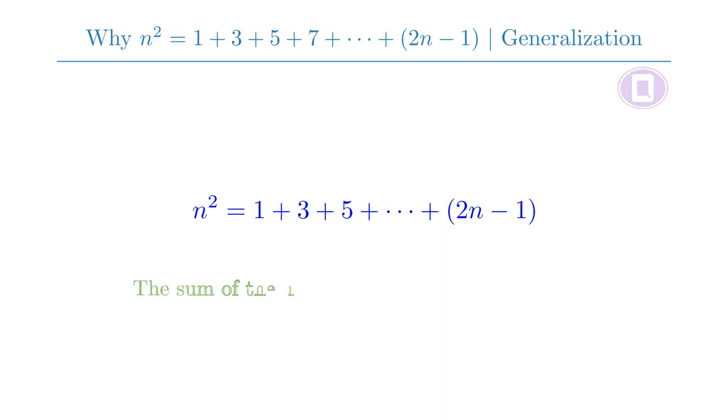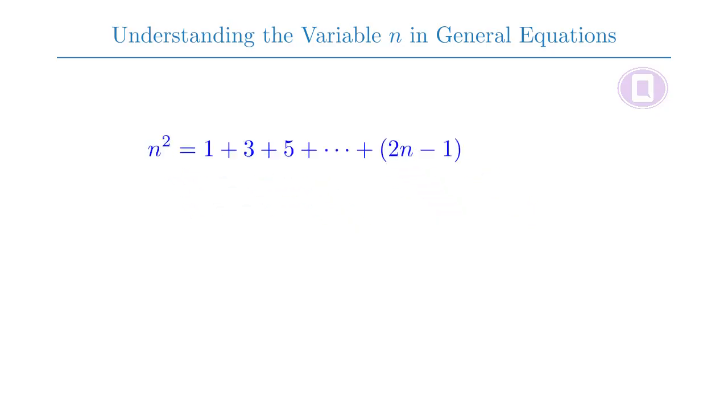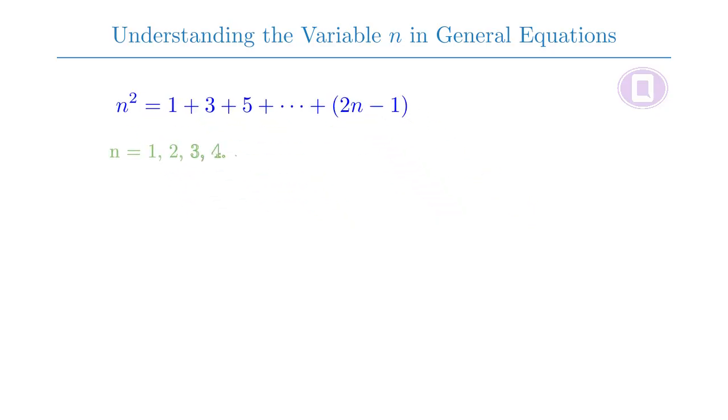Thus, the sum of the first n odd numbers is exactly n squared. Here, n tells us how many numbers to add. When we add the first n odd numbers, we get n squared, where n can be 1, 2, 3, 4, or any number for which we want to find the square. This formula says that if we add the first n odd numbers, we always get n squared.